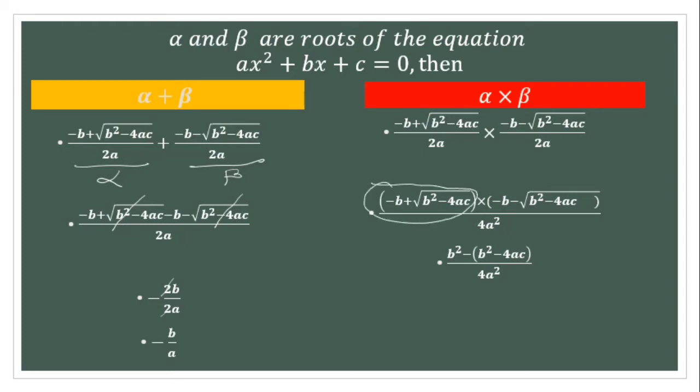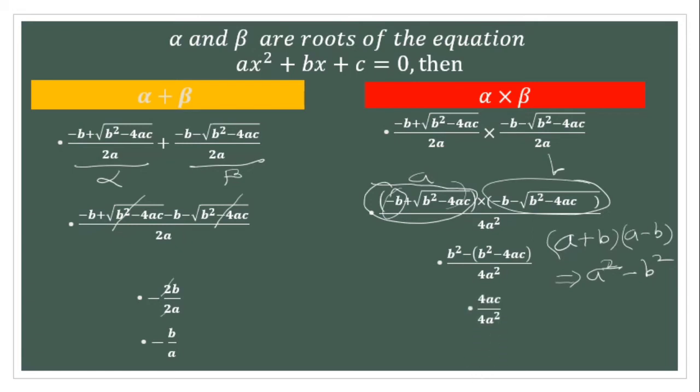If you consider this first term as a and second term as b, okay, and if you use the formula, a plus b, okay, pay attention, a plus b into a minus b. So what is the formula? A plus b into a minus b is a square minus b square. It is just it. Okay, so if you consider this term as a and this term as b, it is a plus b into a minus b. Okay, you can solve it, b square minus 4ac upon 4a square.